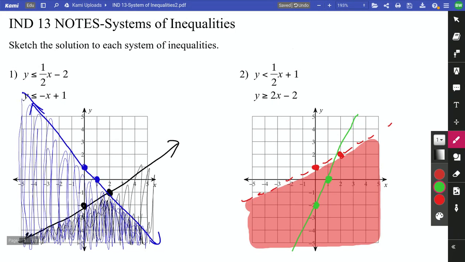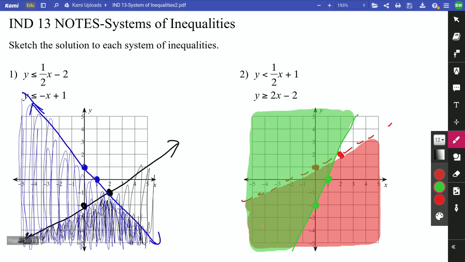Okay, so now we have to shade that one. Which side do we shade it? Above, because this one is greater than or equal, so we shade above the green one. So that's going to look like that. Get that shaded in.